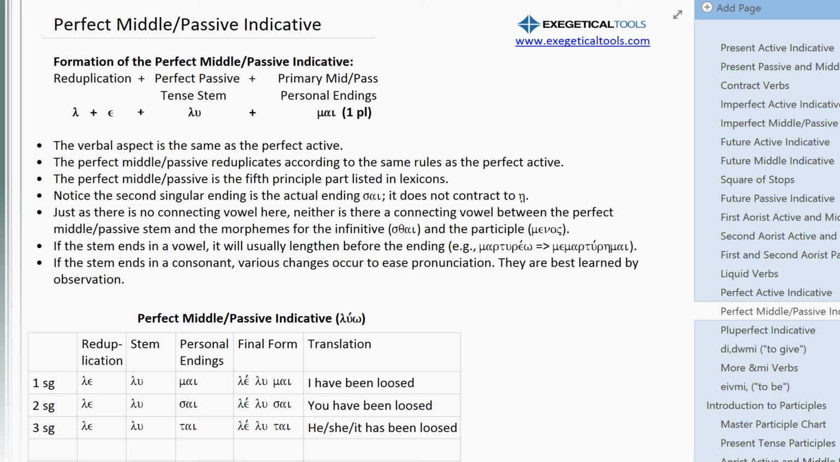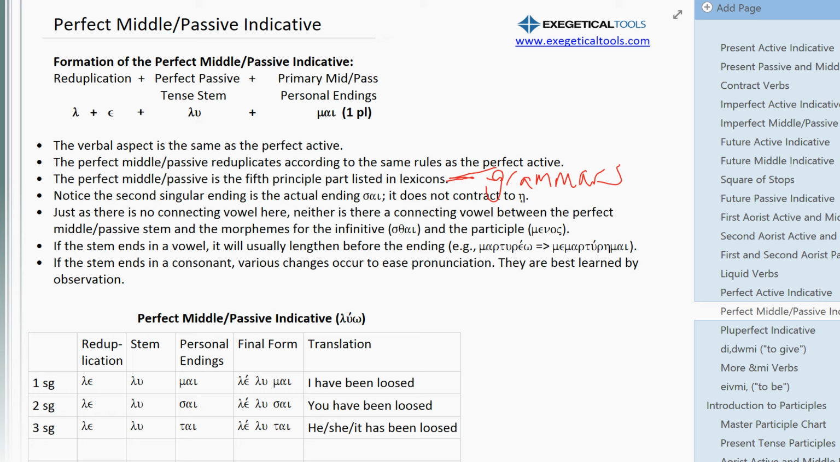Remember, there were multiple rules for the reduplication, and those all apply here. The perfect middle passive is the fifth principal part listed in lexicons. Lexicons won't always list all the principal parts, so maybe a better term here would be in the grammars, because grammars usually have a section where they list the principal parts of less common or more irregular verbs, and so you can look at that list and memorize the principal parts of certain verbs that are very irregular and that you would never be able to figure out in context by just looking at it.